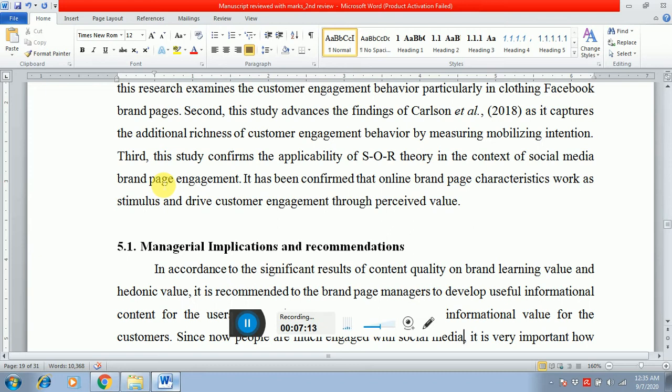Your study confirms that content quality helps customers get awareness about the brand, or the brand learning value, and you can see that content quality also gives hedonic value, that is enjoyment and fun. So what you have to do is suggest to the clothing brand page managers to promote better content or better information to their customers.